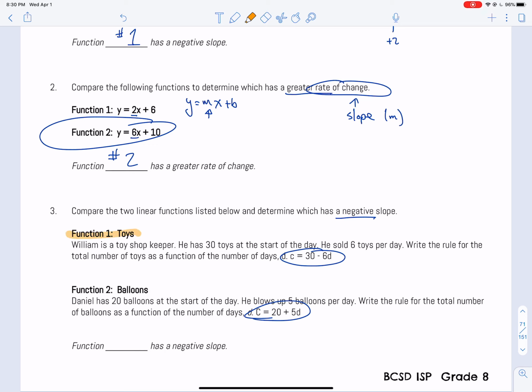Let's see, function 2, Daniel has 20 balloons. He blows up 5 per day. How many balloons does... I would assume that's being blown up. So the equation shows us that it's adding 5 each day. So function 1, we're selling, we're decreasing. So that's our answer, number 1.